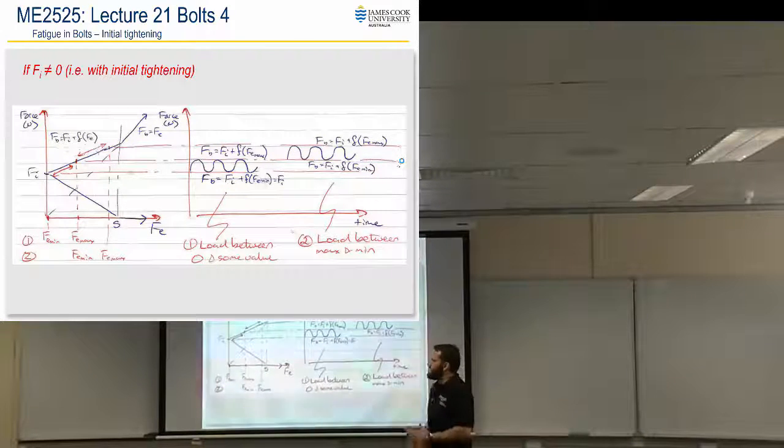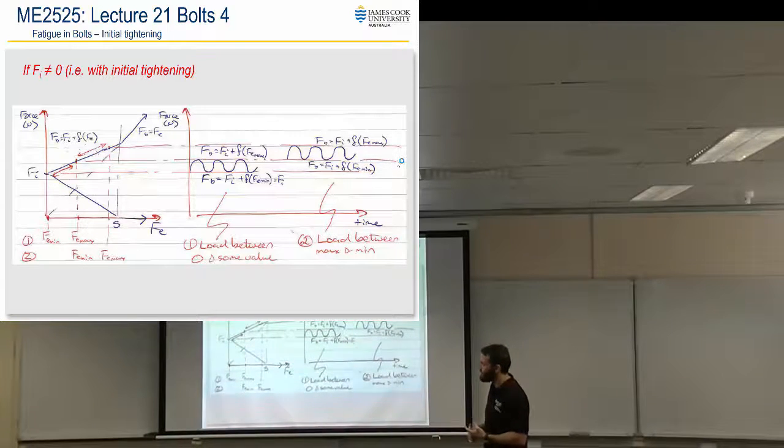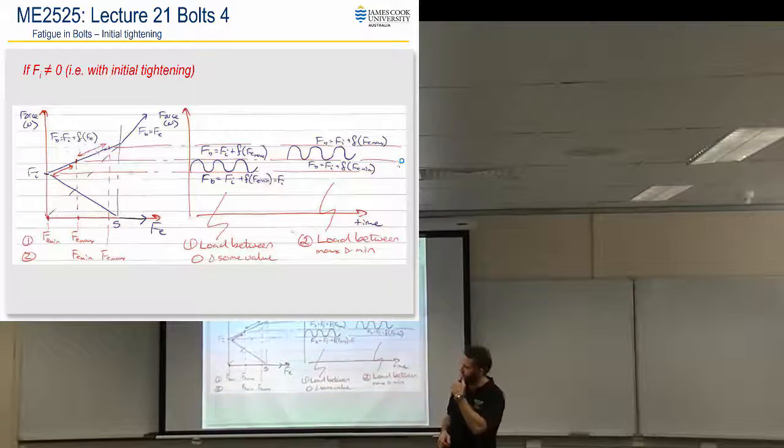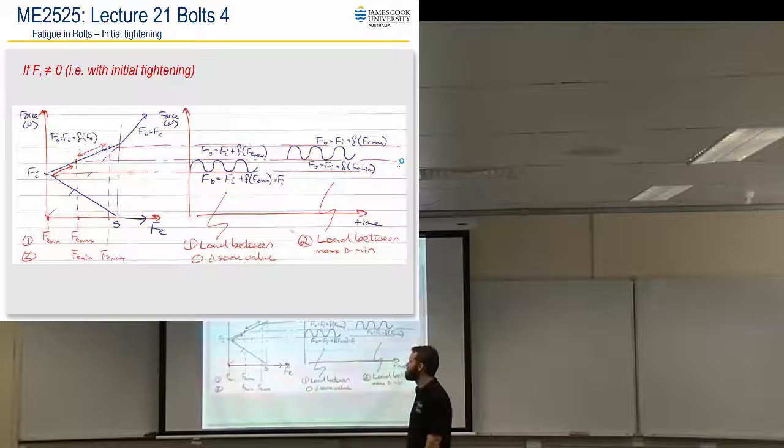Now this is where we're actually going to live for fatigue for bolts. As I said, it's very rare that you have fatigue on a bolt that didn't have an initial tension. So if we have an initial tension, an initial tightening, whatever you want to call it, then obviously our bolt diagram comes into play, our bolt equation comes into play, and now we need to think carefully about what the actual forces in the bolts are.